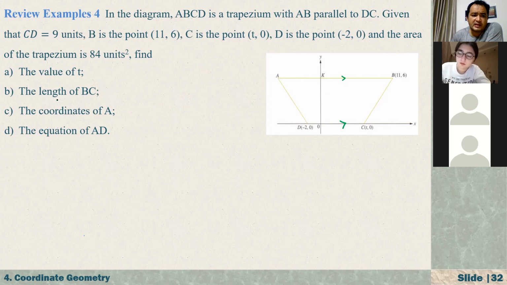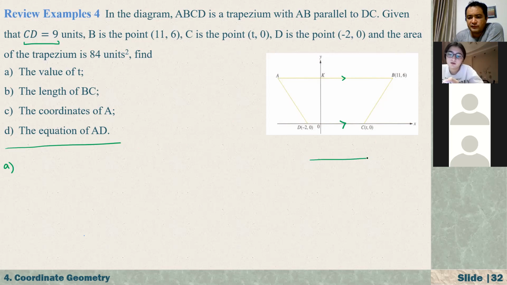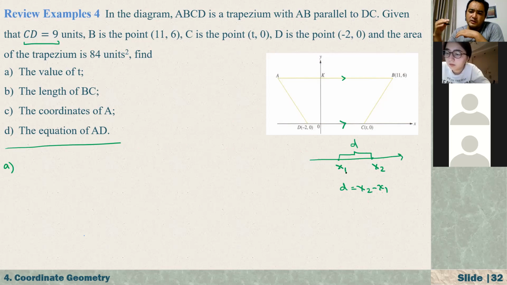Using this information, actually, I can answer question A. It says that the length of CD equals 9. As you see here, CD is just a horizontal line lying on the x-axis. If you're given any 2 points on the x-axis, or even on the y-axis, it's the same thing. Let's say the coordinates of this point is x sub 1 and of this point is x sub 2. How do you find the distance between these 2 points? The distance is equal to x2 minus x1. For example, x1 is 3, x2 is 7, so 7 minus 3 is equal to 4. That means these 2 points are 4 units away from each other.